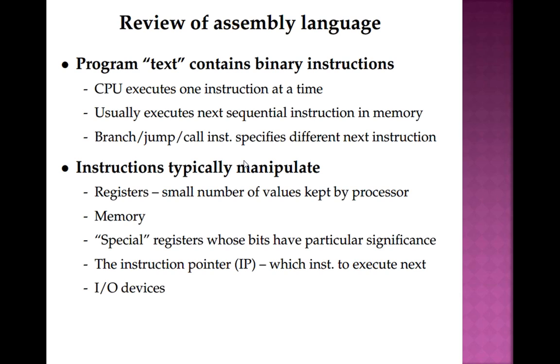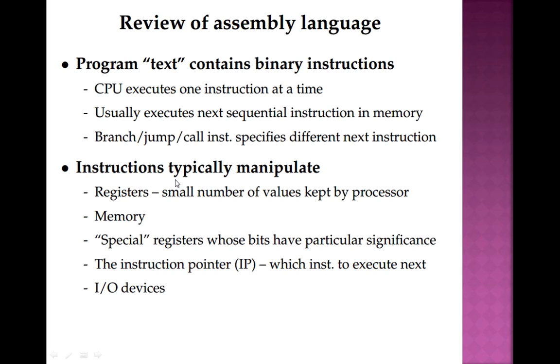Now next is a review of assembly language. The first point is that program text contains binary instructions. This means the CPU executes one instruction at a time, usually the next sequential instruction in memory. A branch, jump, or call instruction specifies a different next instruction. So these are the mnemonics like branch, jump, call that are used in writing assembly language programs or code.